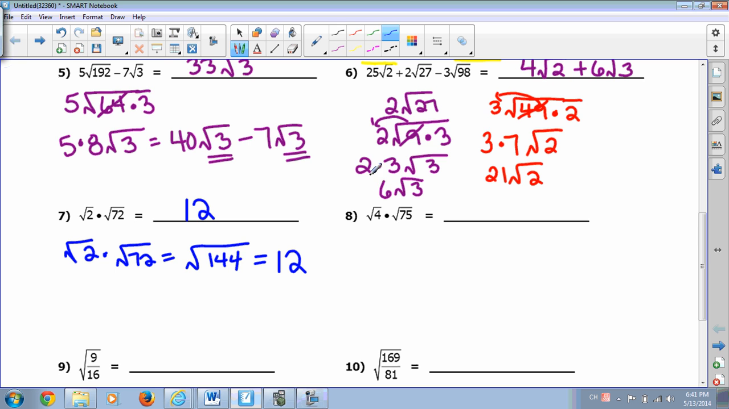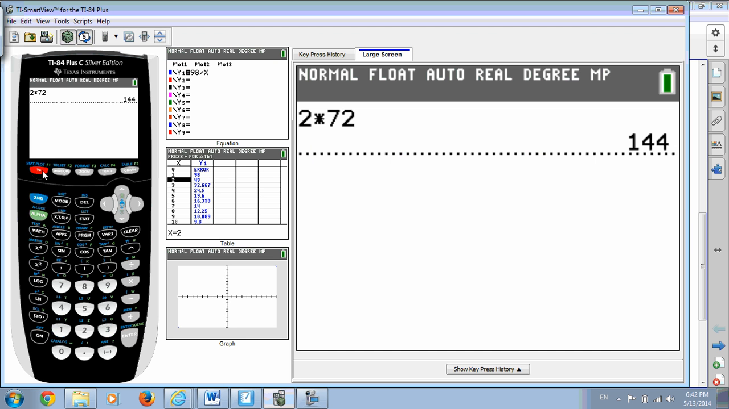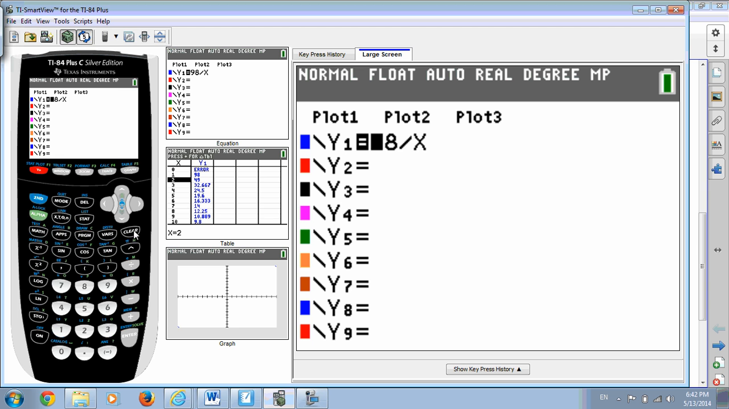Remember, when you're multiplying, all you're going to do is multiply the numbers underneath the radical sign. So square root of 4 times the square root of 75 is just the square root of 4 times 75, which is 300. Well, 300 is not a perfect square, but we definitely know how to simplify the square root of 300. If you need help in knowing what perfect square goes into 300, remember, put 300 divided by x into your calculator. And look at the table.